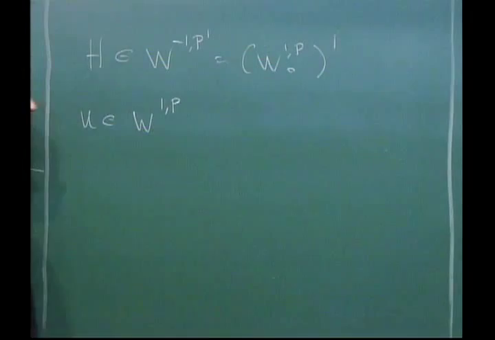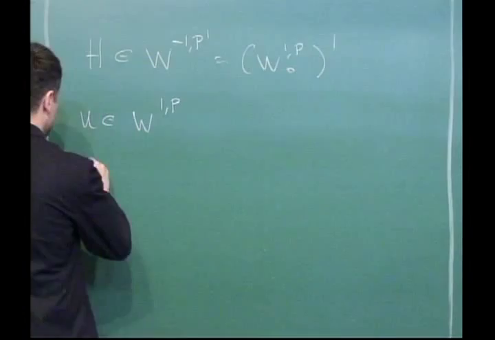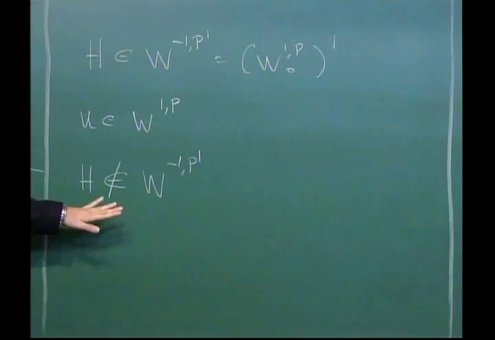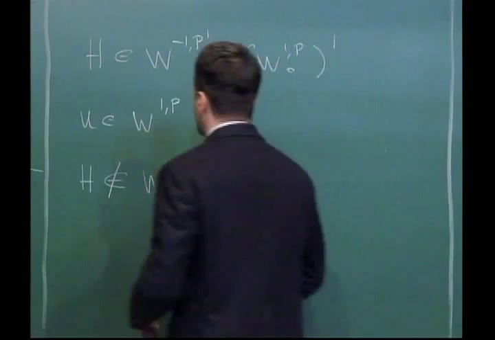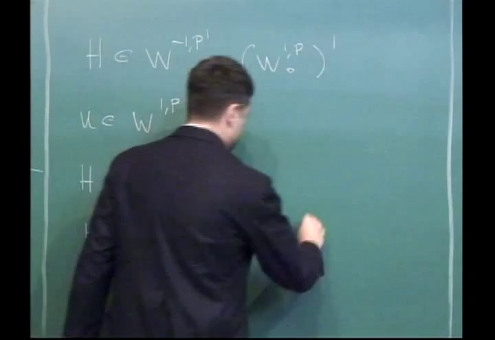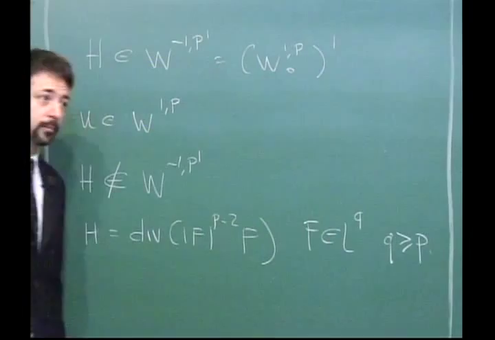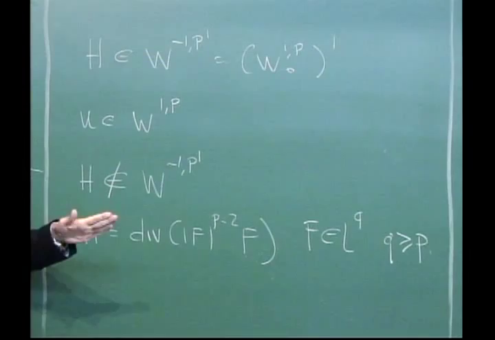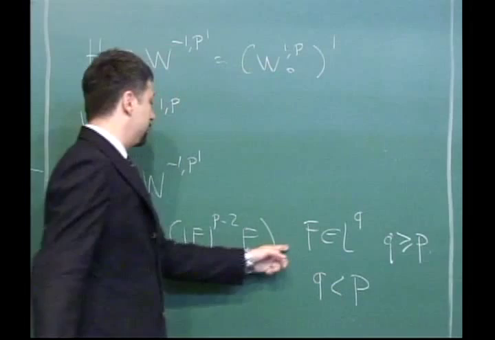In this second lecture, we want to consider the case where H does not belong to the dual, and in this case the situation is very much open, as we have seen at the end of the last lecture. When H belongs to the dual, you can represent H as the divergence of a vector field, and this vector field belongs to L^Q for Q larger or equal than P. Then this ensures that it is in the dual of W^{1,P}, and you can find an energy solution. But when Q is less than P, this does not belong to the dual of W^{1,P}, and the situation is very much open.